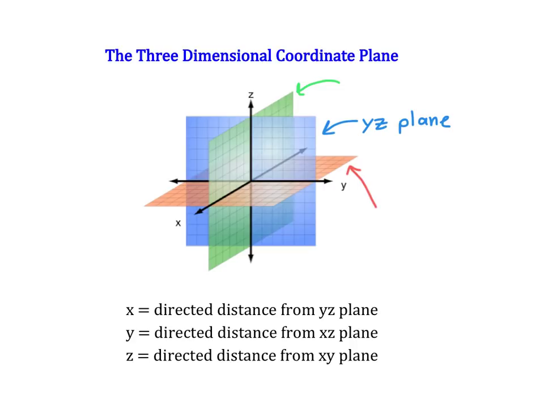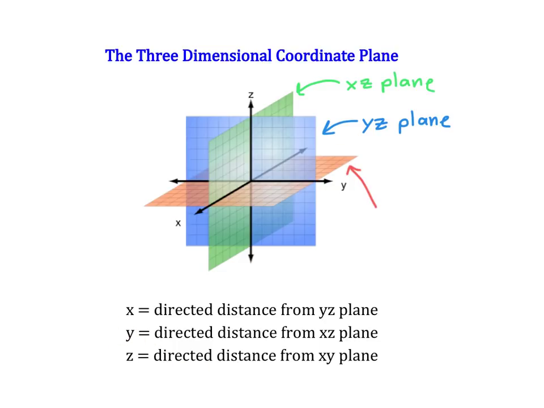Now let's look at the green plane. If you look at what that is intersecting, that's intersecting with our z and the x axes. So we call this the xz plane. And notice that y is the directed distance from the xz plane. So imagine you're anywhere on that green plane and you're moving out to the left or out to the right. That's the direction that y moves.